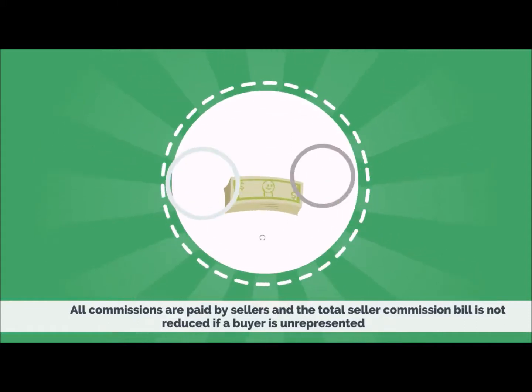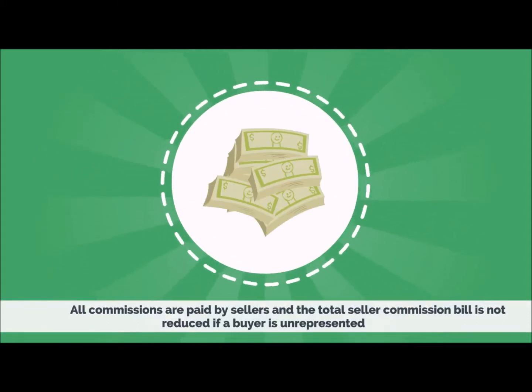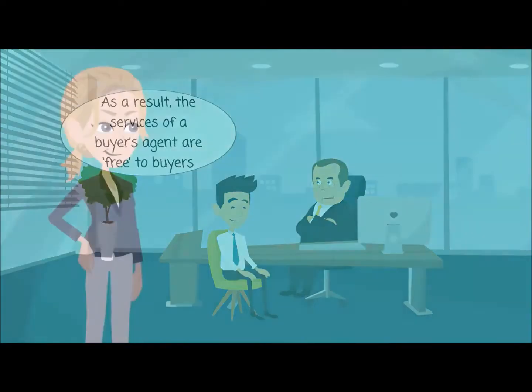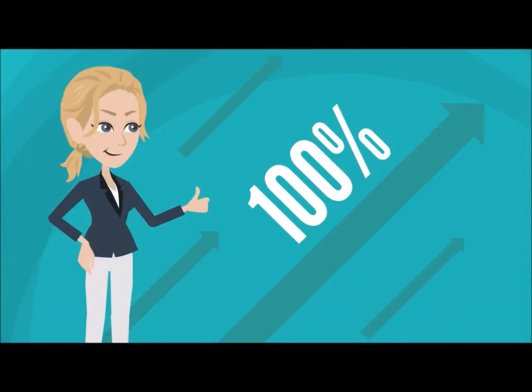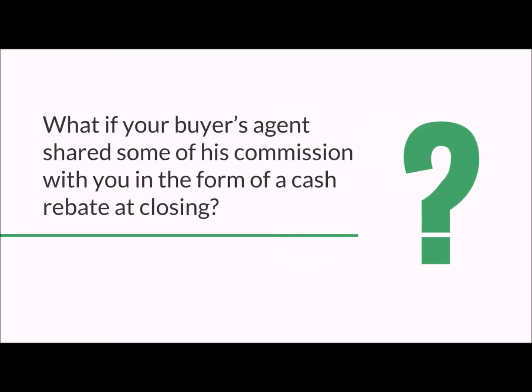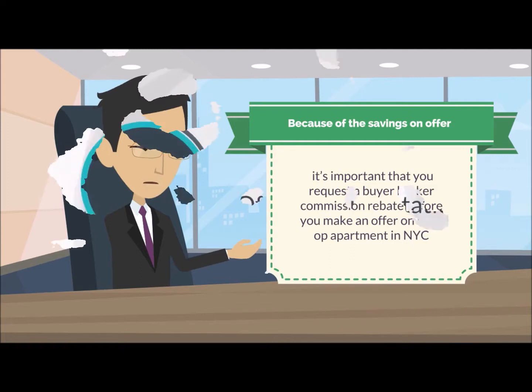All commissions are paid by sellers, and the total seller commission bill is not reduced if a buyer is unrepresented. As a result, the services of a buyer's agent are free to buyers. Yet most traditional buyer agents will keep 100% of the commission they earn by representing you. What if your buyer's agent shared some of his commission with you in the form of a cash rebate at closing? Because of the savings on offer, it's important that you request a buyer-broker commission rebate before you make an offer on a co-op apartment in New York City.